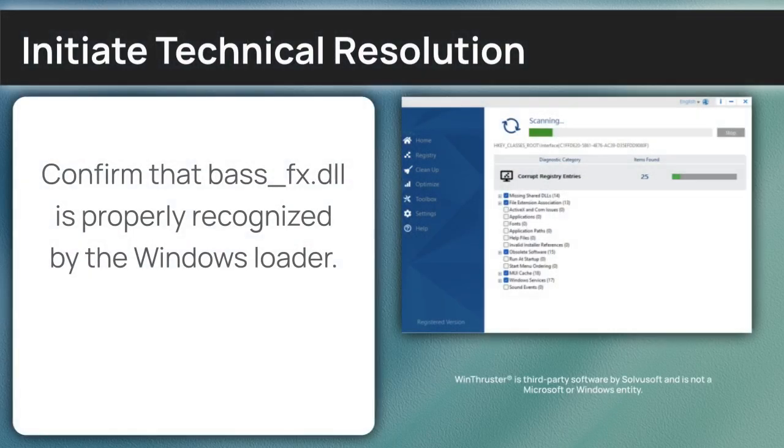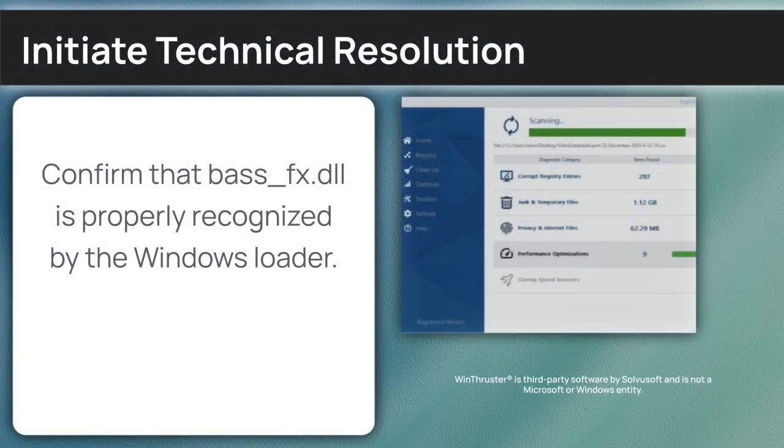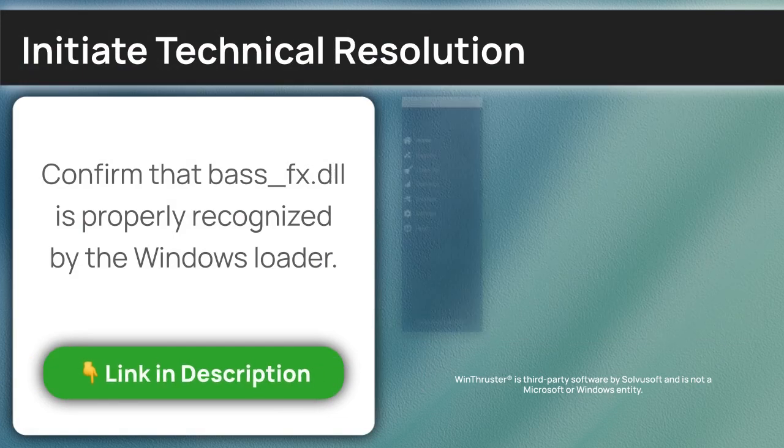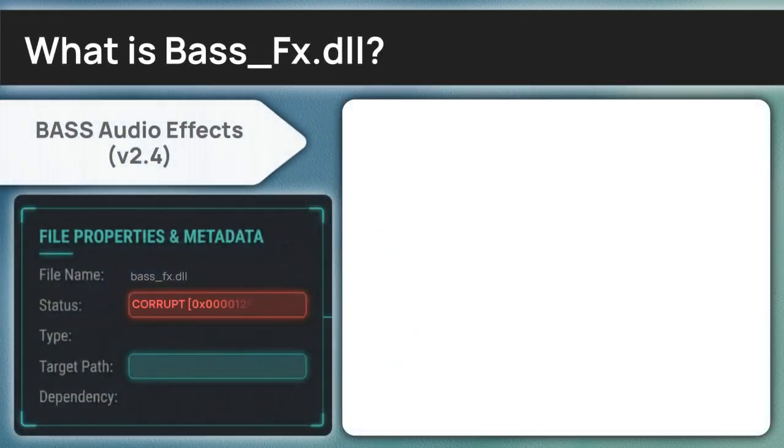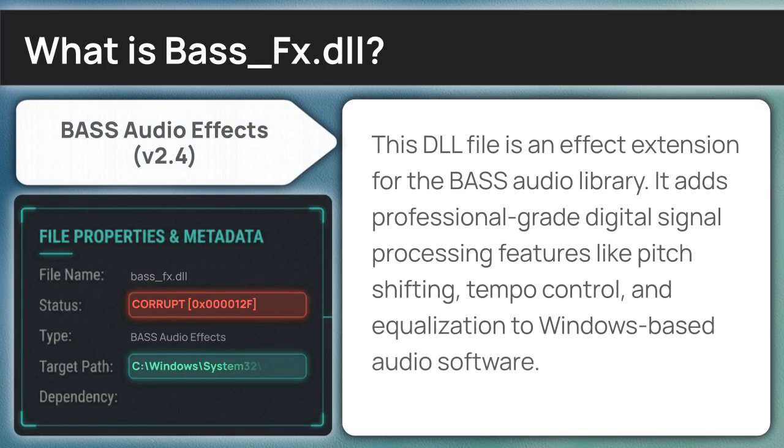As we get into the manual process for the BAS FX extension, you can find a professional maintenance utility for environment stability. This DLL file is an effect extension for the BAS audio library. It adds professional-grade digital signal processing features like pitch shifting, tempo control, and equalization to Windows-based audio software.